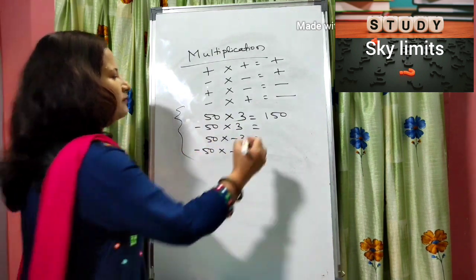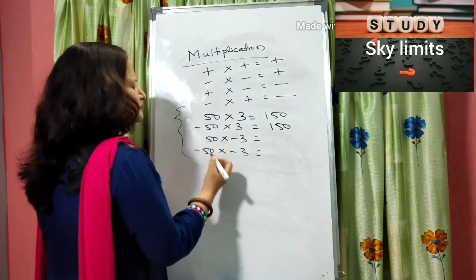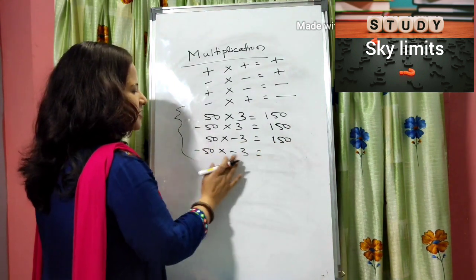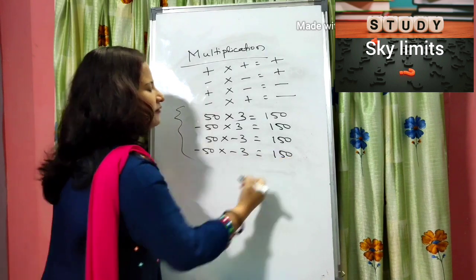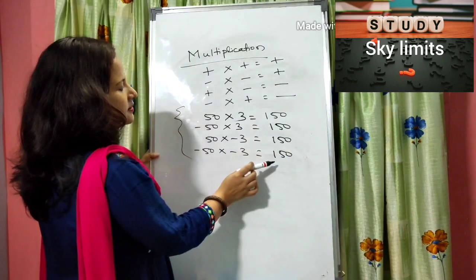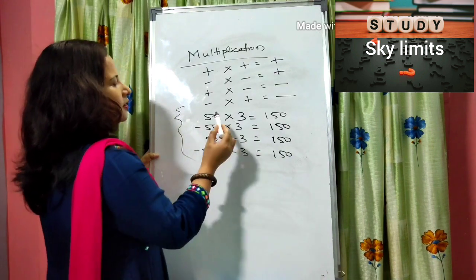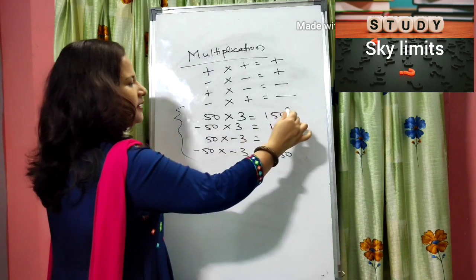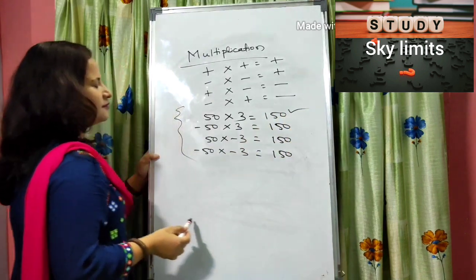In all the cases, 50 multiplied to 3 will give us 150. In all the cases, you have got 150 as the answer, but the signs will change. Now, the first question is very simple. It is a positive number, so the answer will be 150 itself.